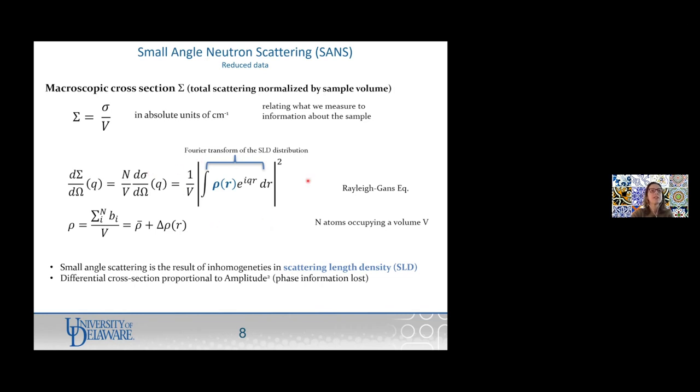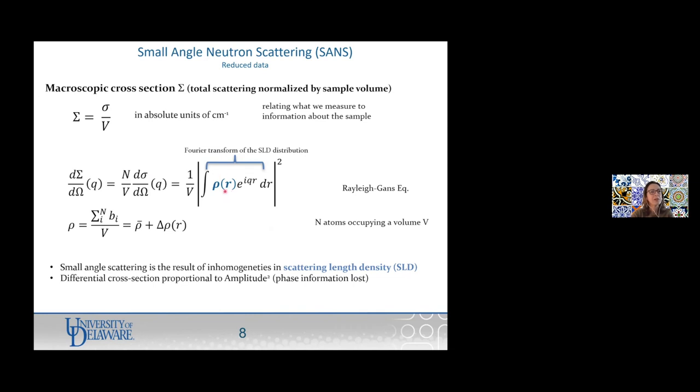So when we do the Fourier transform, what we get is actually a scattering length density distribution. So you see the amplitude there. And the meaning of this amplitude square is that we actually lose the phase information. So we cannot just do an inverse Fourier and obtain the macroscopic cross-section again, which is an important result.